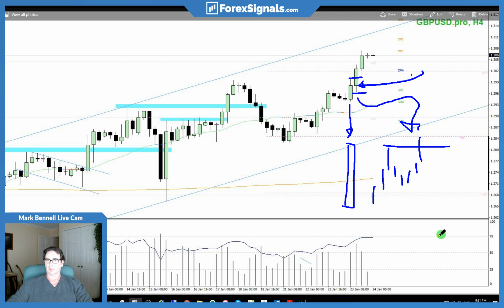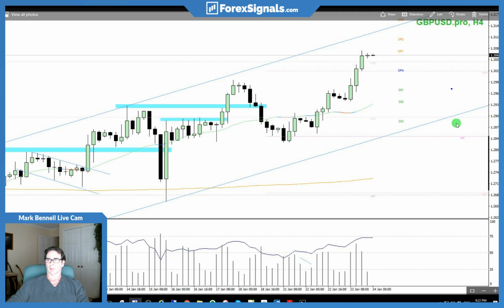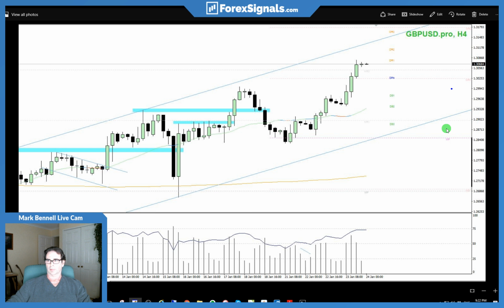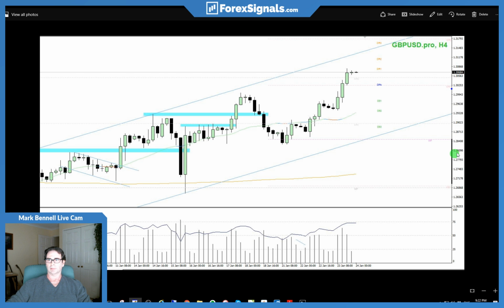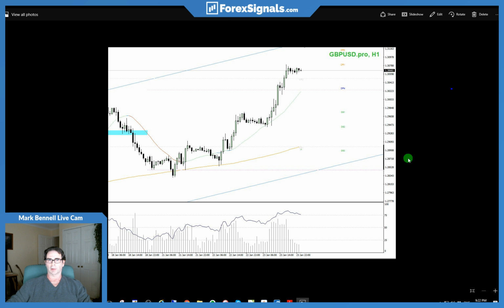The break. Or it could have been open here, push, and it could have just sat here. We don't know. We can't see inside this one. That's 4 hour, that one. All right, let's move on. Okay, British pound, 1 hour.